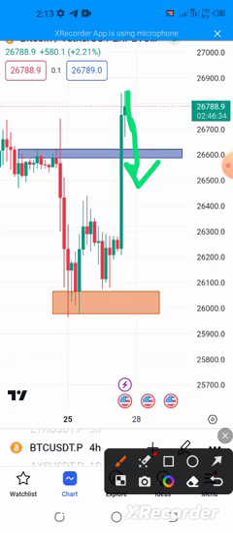That is the purpose of understanding resistance and support. When a candle could not break that support at that time, it needs an extra force to break it. So that is where the risk comes in. But however, it's a sign to tell you that that support or resistance is very strong. Go to the opposite direction.